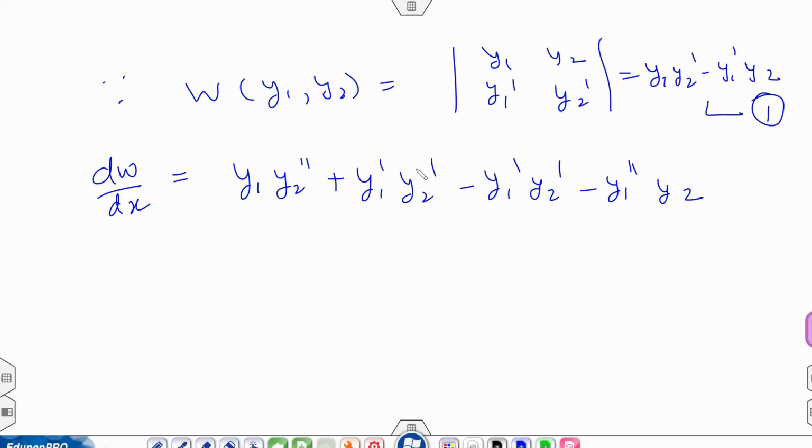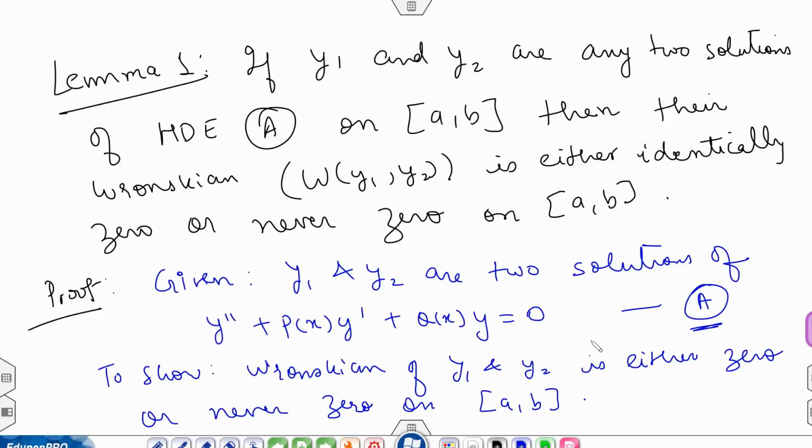So you can easily see that this will be cancelled out, and this is y1 y2 double dash minus y1 double dash y2. Since y1 and y2 are the solutions, they should satisfy this equation number A, since it is given that y1 and y2 are two solutions of this equation A. So obviously if I put y1 and y2 in this equation, it will satisfy equation A. So let's see what we will get.